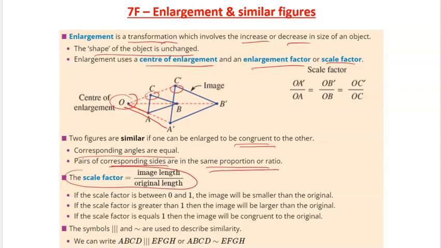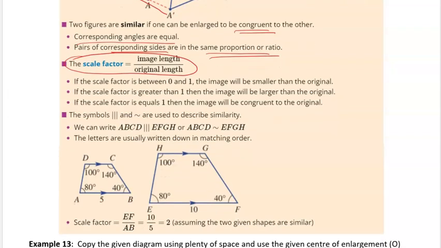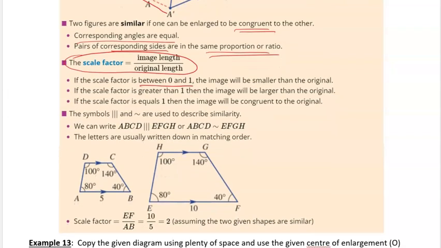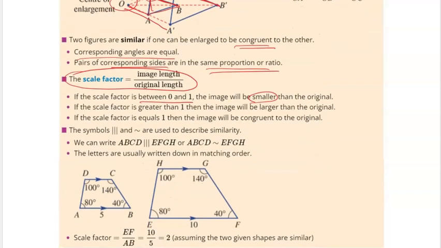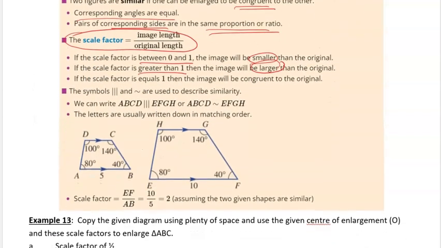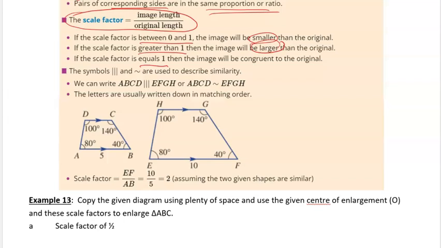And the scale factor can be described as this: image length, so in this case C prime to B prime, over the original length, C to B. That gives us some handy rules. If the scale factor is between 0 and 1, for example a fraction, the image will be smaller than the original. As you can see here, the original triangle ABC, the image is actually bigger. If the scale factor is greater than 1, then the image will be larger, which is the case above. If the scale factor equals 1, then the image is congruent. It's the same shape as the original.